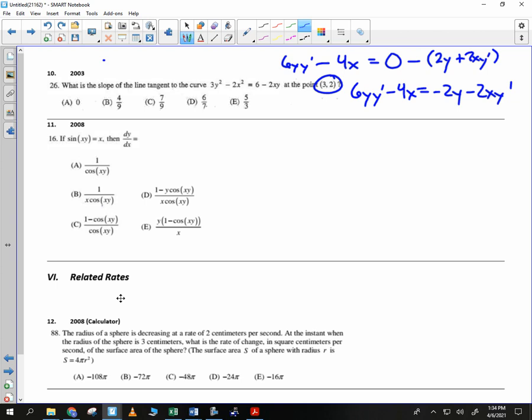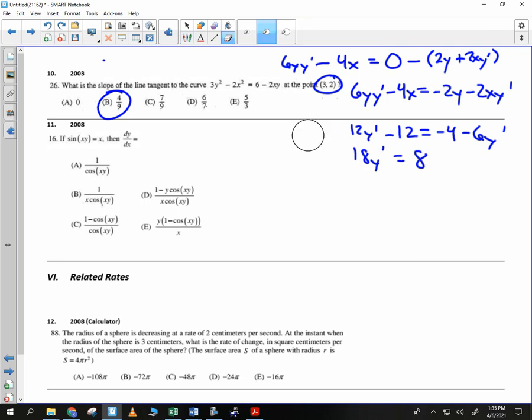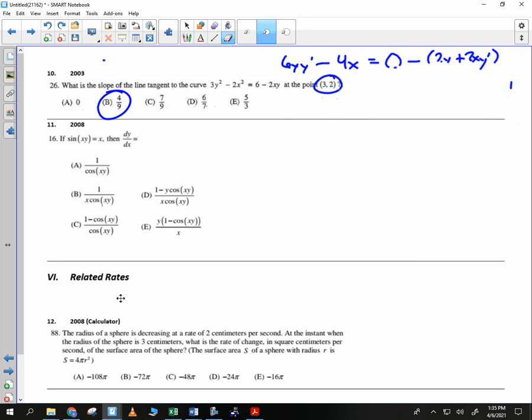Watch. If y is 2, then I get 12 y prime. If x is 3, I get 12. If y is 2, then I have minus 4. And if x is 3, I get 6 y prime. So now if you gather them, you have 18 y prime is equal to, add the 12 over, you get 8. Divide by 18, you get 8 over 18, which in other words is 4/9. See, a few people had that one correct. Good job.